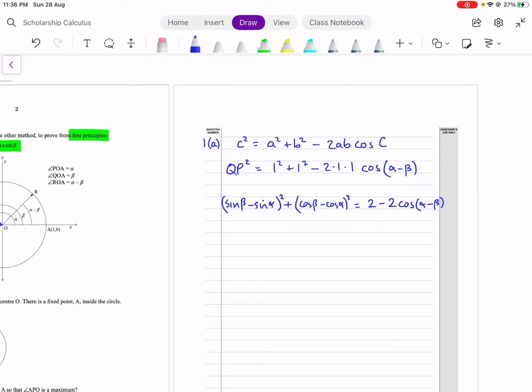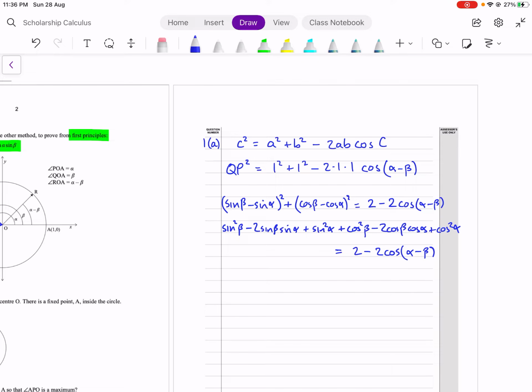Okay, and then we expand out sine squared beta minus 2 sine beta sine alpha plus sine squared alpha plus cos squared beta minus 2 cos beta cos alpha plus cos squared alpha. That's the left hand side, equals 2 minus 2 cos alpha minus beta.